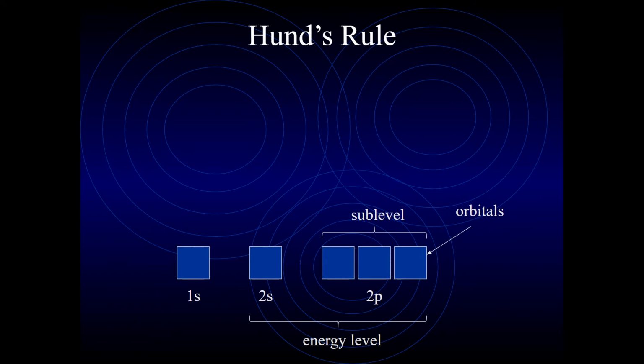Now for Hund's rule. Hund is the last name of some chemist who studied this stuff, again, about 100 years ago. He represented each subshell with boxes for each orbital. So the S subshell always gets one box. It has one orbital. The P subshell always gets 3 boxes because it has 3 orbitals. The D gets 5 boxes, and the F gets 7 boxes. Each box can hold 2 electrons.